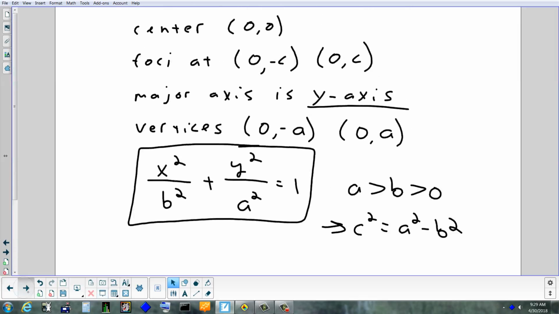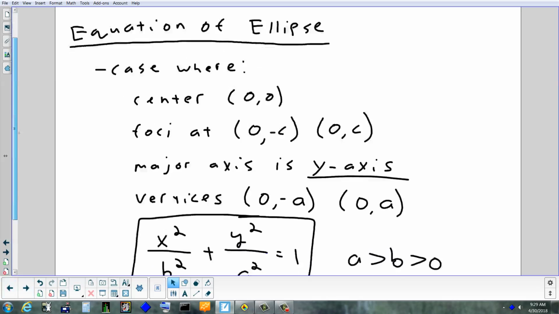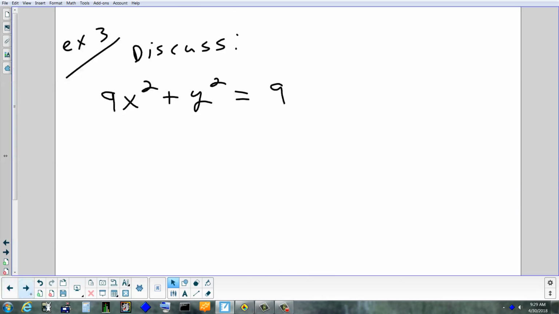All right, so let's look at an example here. Okay, so this is a discuss. 9x squared plus y squared equals 9. What's wrong here? If this is kind of what we call the standard form of an ellipse, that is not in standard form. Yep. It doesn't equal 1. So before we can do anything, we should get it equal to 1. What would I have to do to make the right-hand side equal 1? Okay. Divide everything by 9.